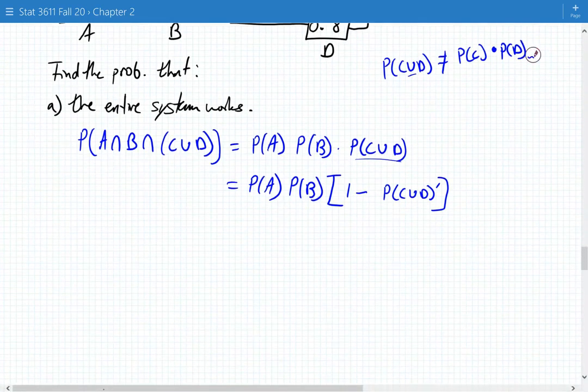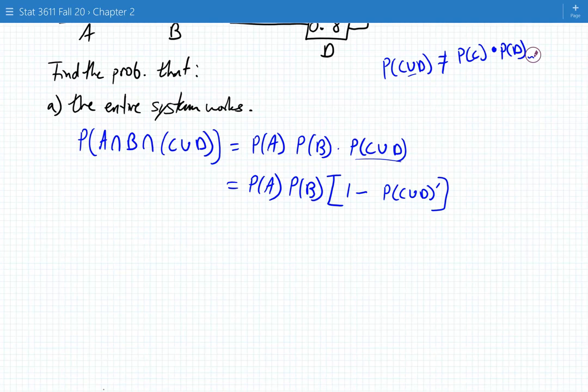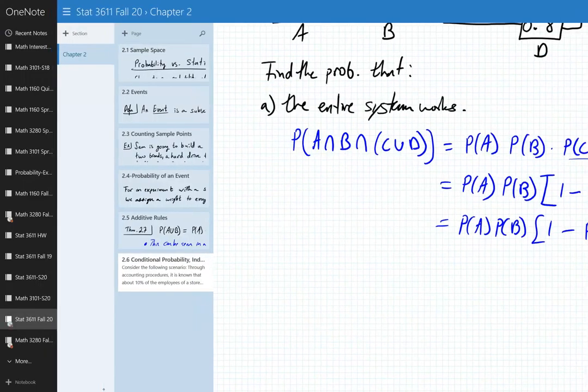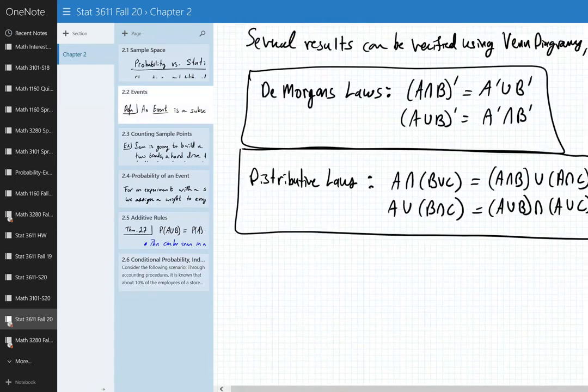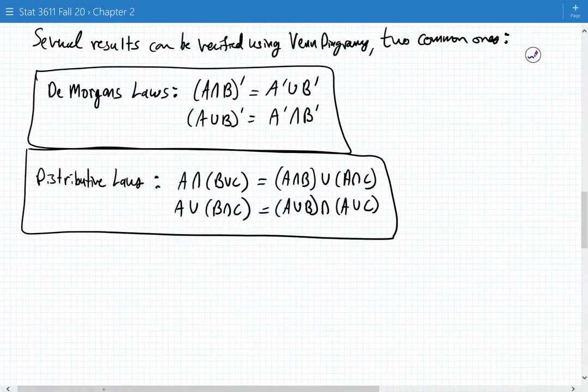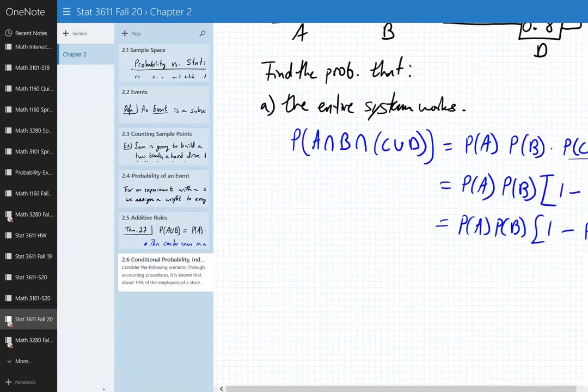Now, why did I introduce this idea? Because with (C or D)', I can use De Morgan's laws here and distribute that. This is going to be equal to the probability of A times the probability of B times 1 minus the probability of C prime intersect D prime, right? And that is De Morgan's laws. If you don't remember, we can go back to our notes. It's the end of 2.2 on events, De Morgan's laws. (A or B)' is A prime intersect B prime.